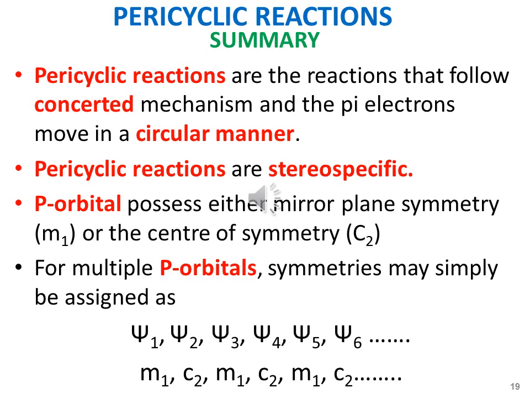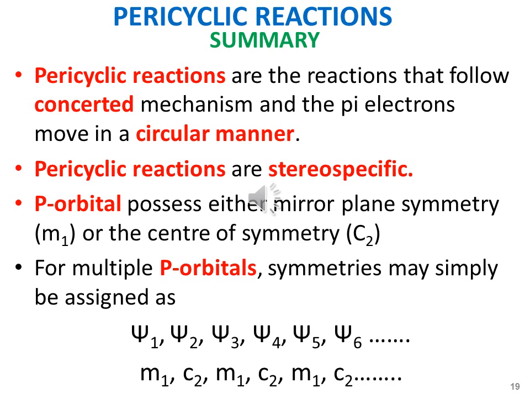So there are two conditions for a pericyclic reaction. It must follow the concerted mechanism and the pi electrons must move in a circular manner. The pericyclic reactions are stereospecific. It means that under a given set of conditions, from a particular reactant, a specific type of stereoisomer will be obtained. For example, if A and B are reacting under thermal conditions in a pericyclic reaction and forming a C product which is the cis form, then whenever you perform this reaction, you will always obtain a cis product. You will never obtain a trans product in the given example.